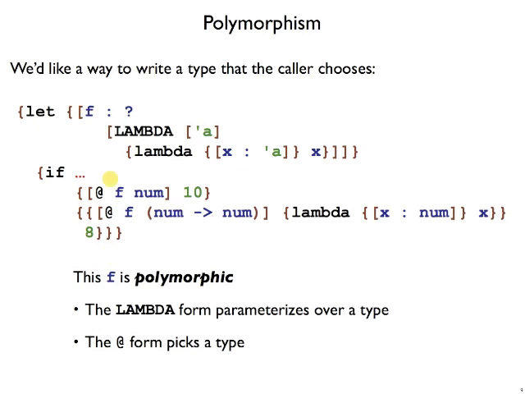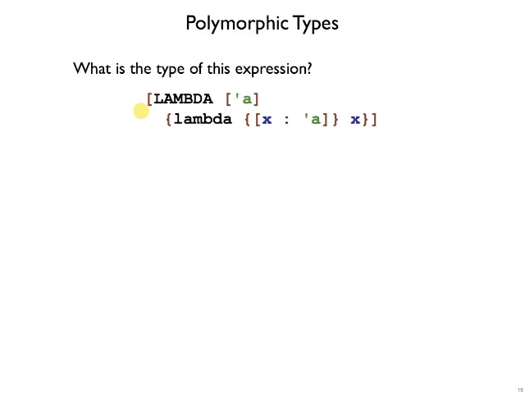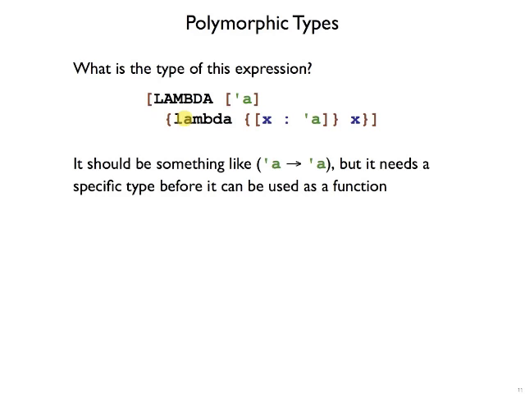So for this expression to make sense, we need to give a type to all the sub-expressions. Clearly this should have type num arrow num, but how do we get there? What is the type of this part in the square brackets? What goes in place of the question mark here? What is the type of just this expression by itself? Well, it's something like alpha arrow alpha, right? This part inside should be alpha arrow alpha.